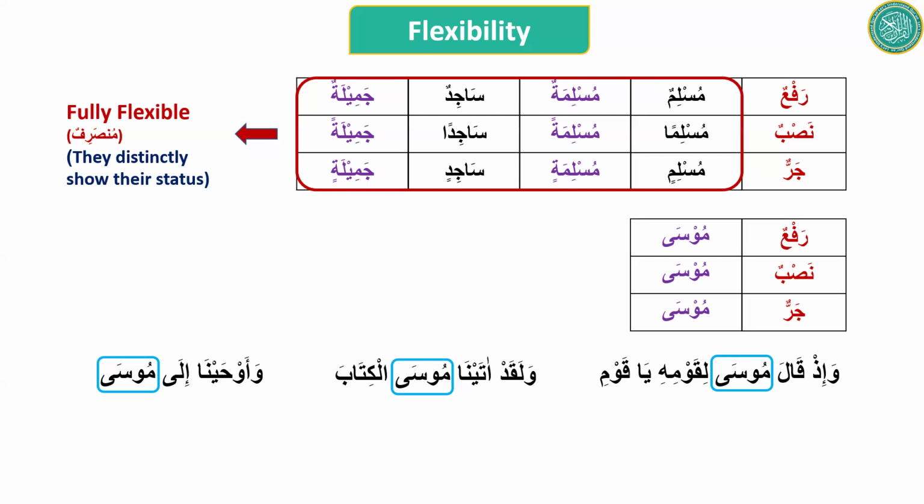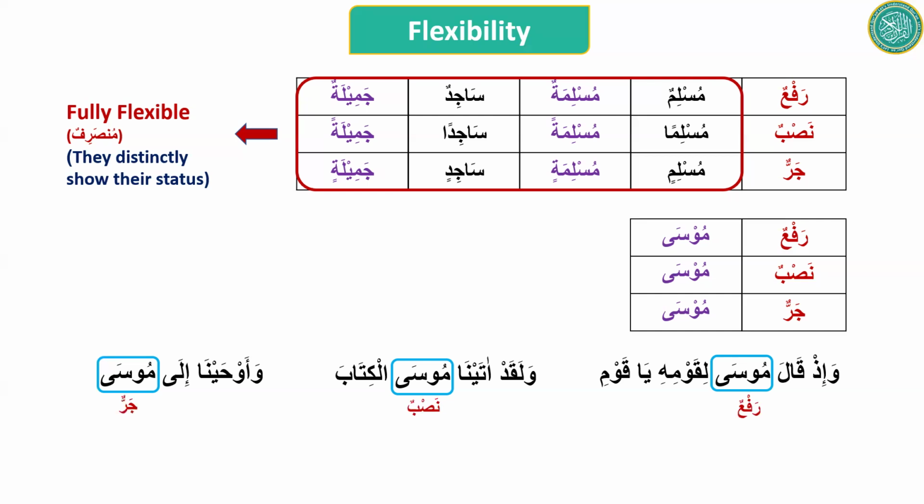So what you do, you look at the words before it, after it, the words around it. And the words around it will tell you which Musa is Rafa, which is Nasab, which is Jar. You don't have that knowledge right now, but by the time you finish this course, you will be able to tell. All right, but because I know, I can tell you that the first one is Rafa, the second one is Nasab, and the third one is Jar.